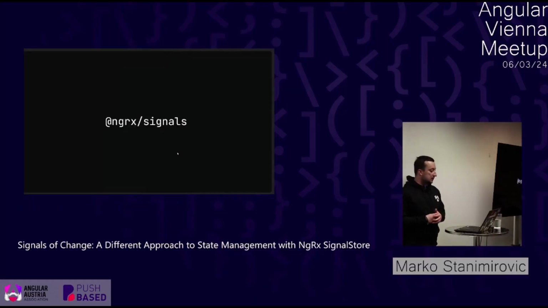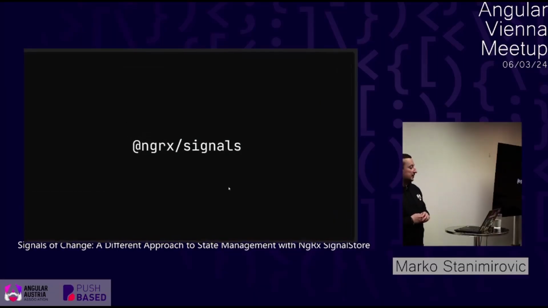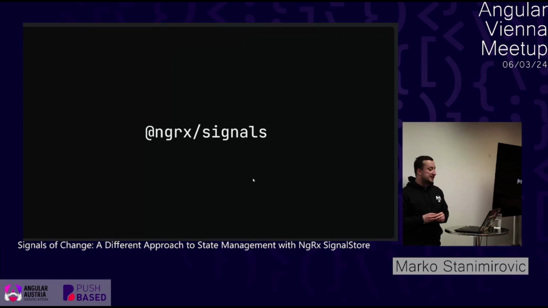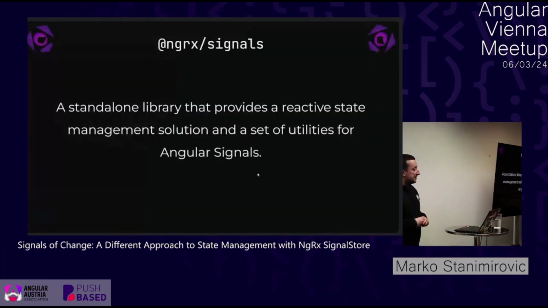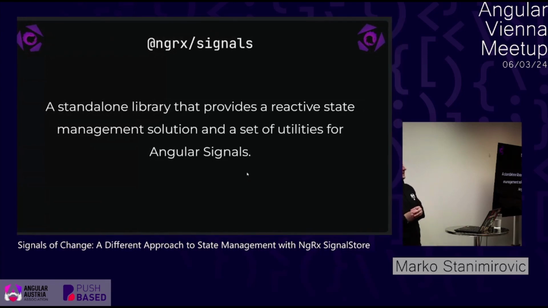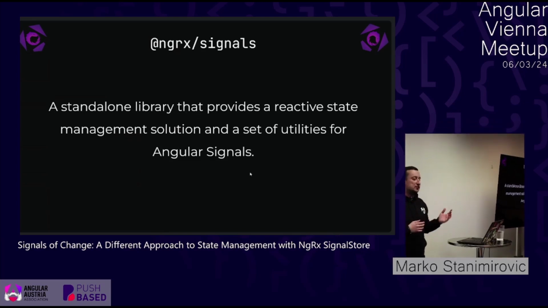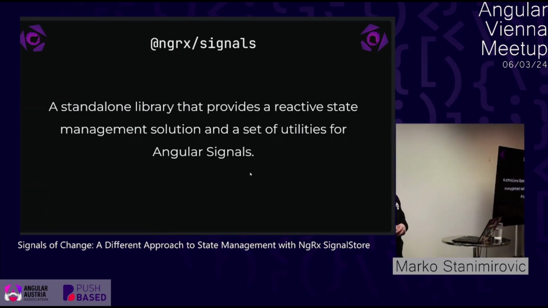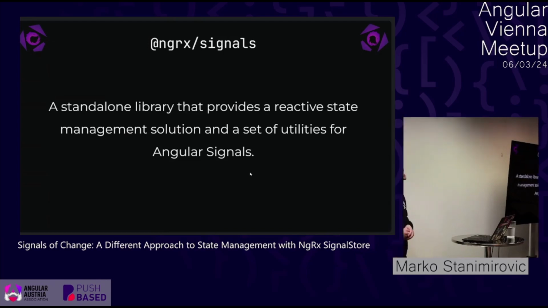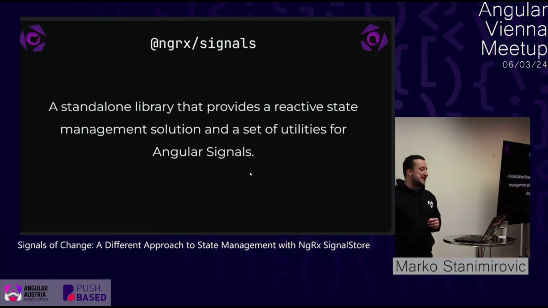NgRx SignalStore, the SignalStore API itself, is a part of the library called NgRx Signals. NgRx Signals is a standalone library. Standalone means that it does not depend on any other library, so it does not depend on NgRx Store, NgRx Effects, ComponentStore, or any other library. And it provides a reactive state management solution, and also a set of utilities for Angular signals.